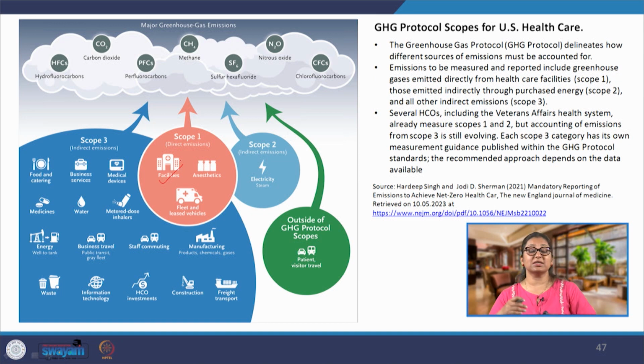In the facilities, for example, a lot of medicines and a lot of chemicals are used in the medical processes. An incinerator might be used on the hospital premises. All the emissions resulting from the activities of the facilities are counted here. We also have anesthetics, where we are talking about medicine use, and then we also have the fleet and leased vehicles, because hospitals often have fleets of vehicles, especially ambulances and vehicles for transporting doctors and medical staff in case of emergencies.